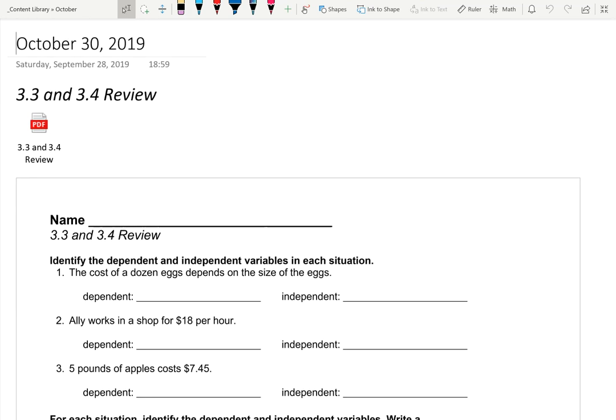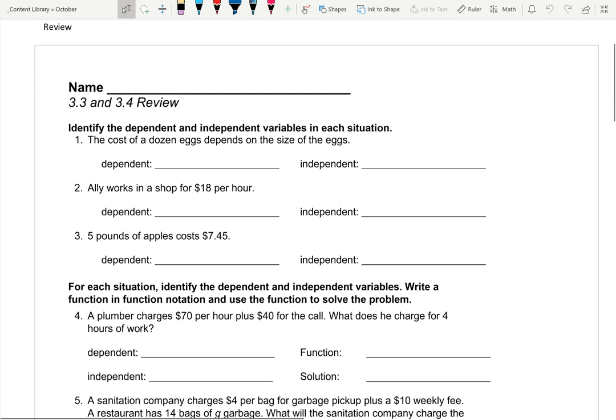All right, identify the dependent and independent variables in each situation. Now, the cost of a dozen eggs depends on the size of the eggs. So it kind of tells you right there that the cost depends on the size of the eggs. So the dependent variable is clearly cost, since it depends upon something, and the independent variable here is the size of the eggs. Again, this is hard to write vertically because my tablet is standing up, not laying down. Size of eggs. There we go.